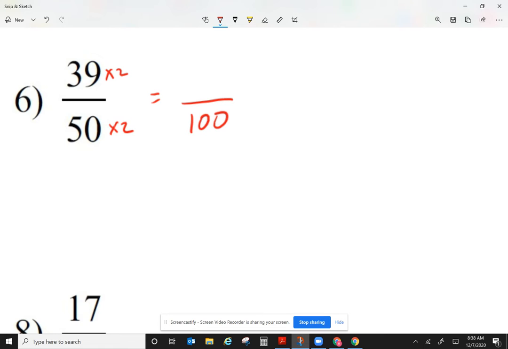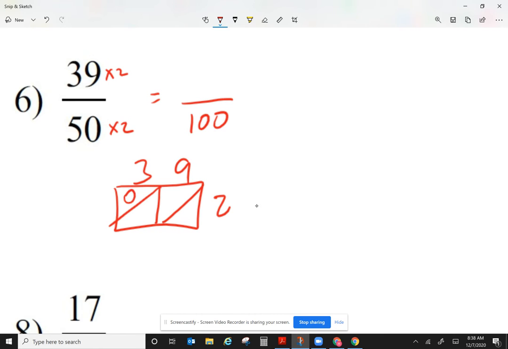Now, 39 times 2. We know how to multiply it. 3 times 2 is 6, 9 times 2 is 18, so bring down the 8, 7. 39 times 2 is 78. Okay, so now that I have my fraction with the number at the bottom being 1 with zeros, my answer will have 78.